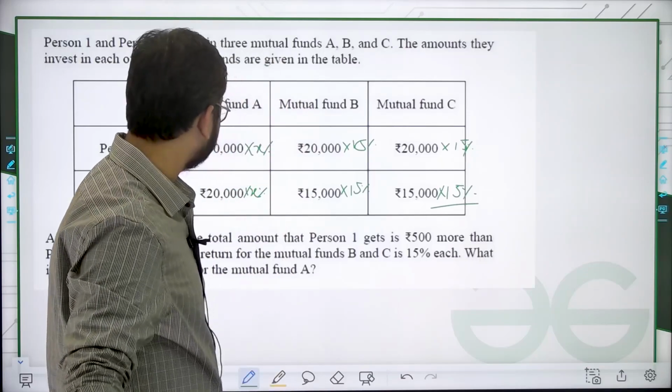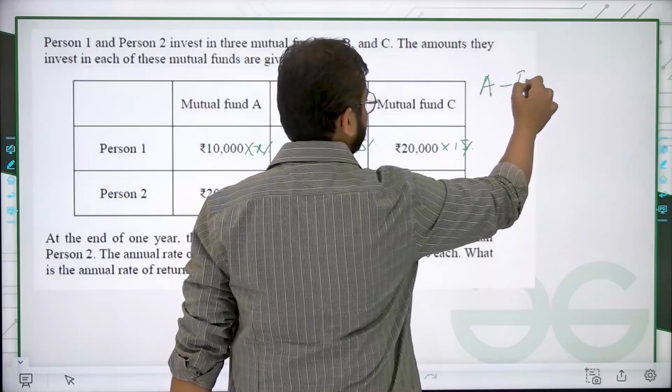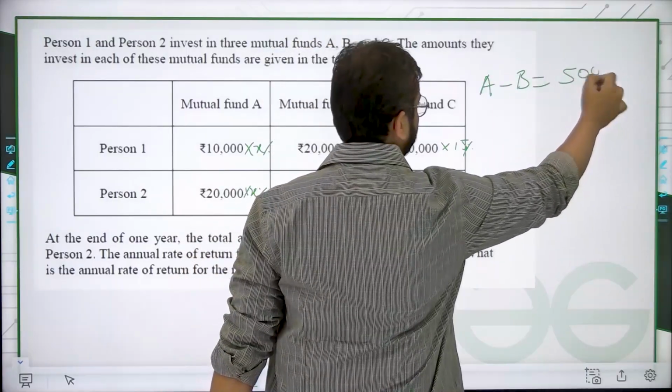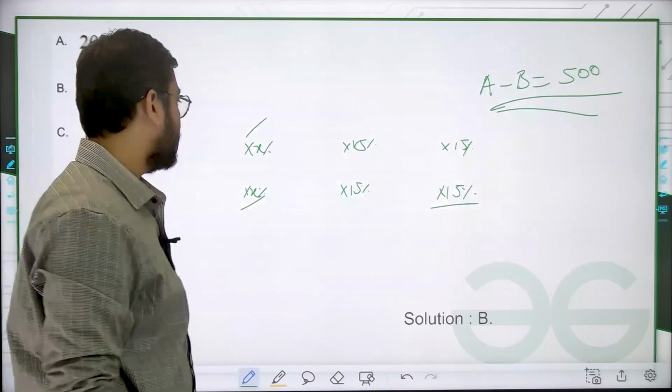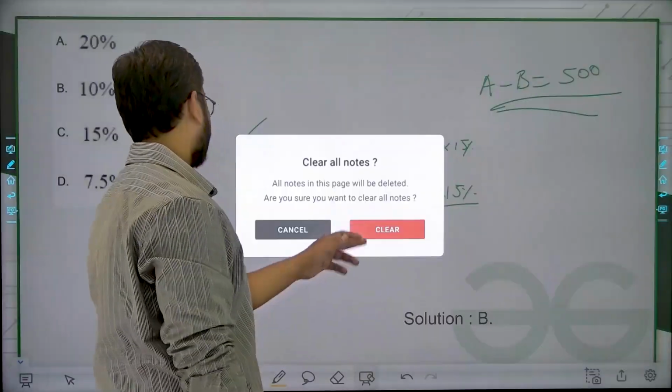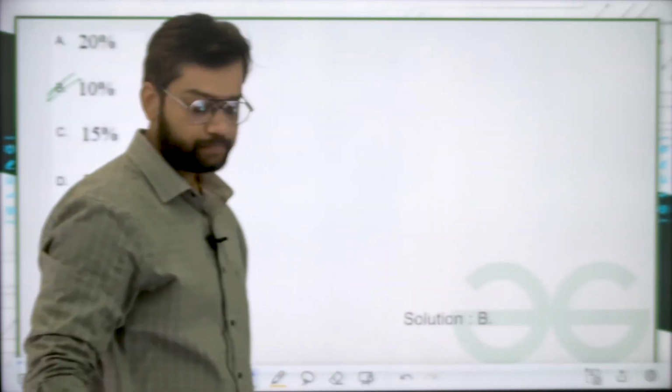So person A minus person B has a 500 rupees difference. If you do the basic calculation, that is basic mathematics, the answer is 10%. The basic calculation part is only here. 10% is the final answer for this question, right?